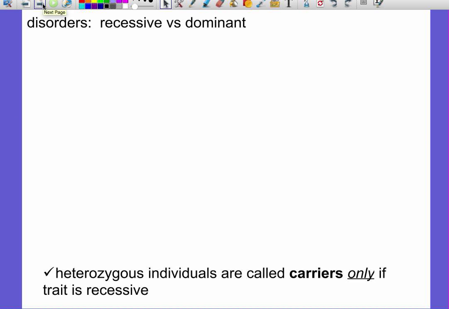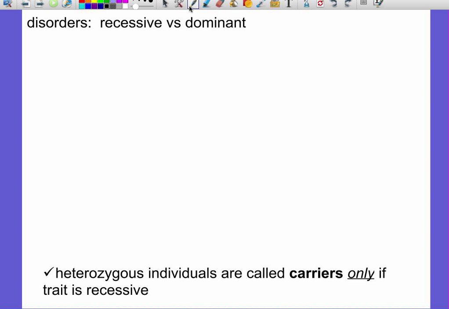Now, what we're going to be doing here is talking about different kinds of disorders. Some of them are going to be recessive, some of them are going to be dominant. But the terms that we use and how we're going to interpret these Punnett squares that we do are going to be different depending on which one you're doing. So make sure that you understand that these 2 squares that I'm going to do on this slide are different, and know the difference and understand when which one applies.